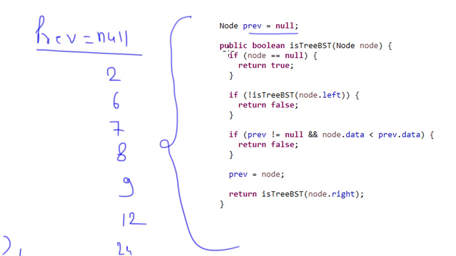So this is the function that we are using to check isTreeBST. What we need to do is just an in-order traversal, right? If you see, we are doing in-order here. This is my in-order function. This is the left portion, this is the right portion, and in between we are checking the cases.